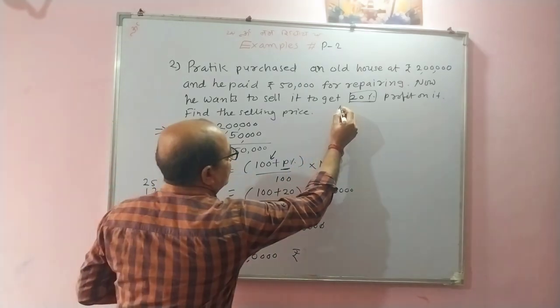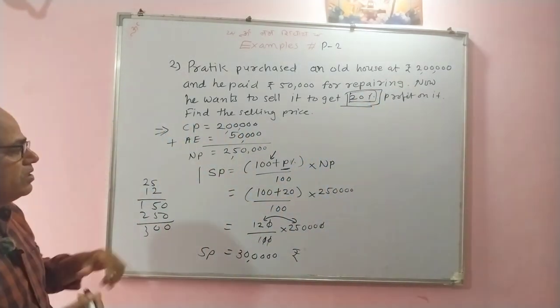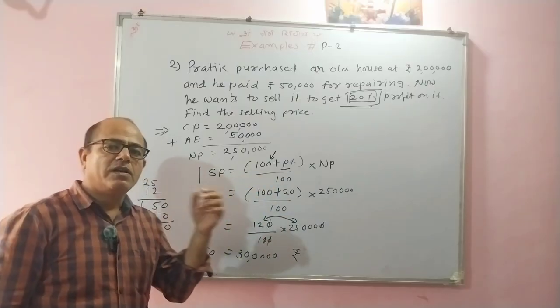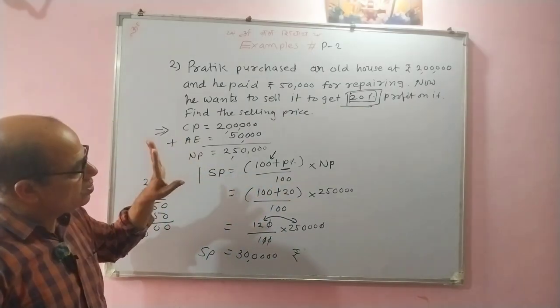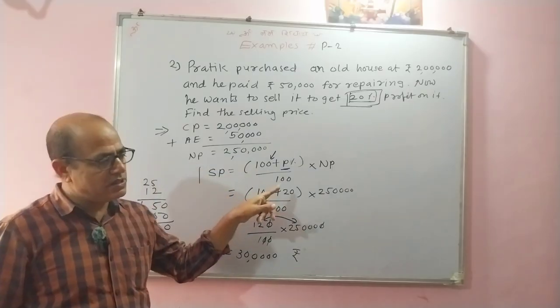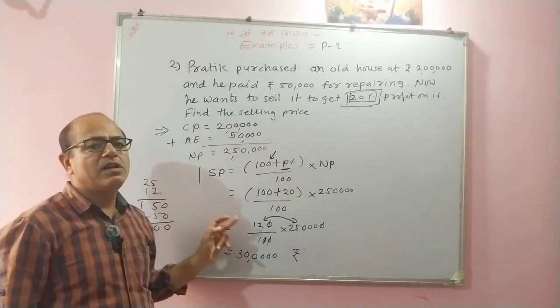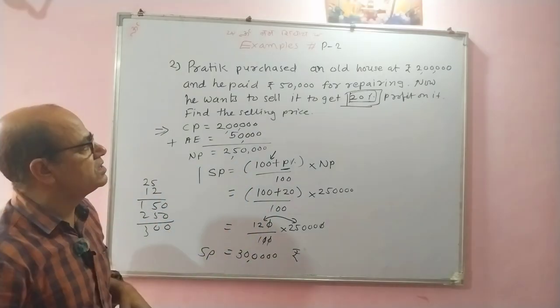Whenever the question itself gives a percentage, then and only then can you use this formula. I have made a short list of these four formulas: SP when profit percentage is given, SP when loss percentage is given, CP when profit percentage is given, and CP when loss percentage is given in the question.